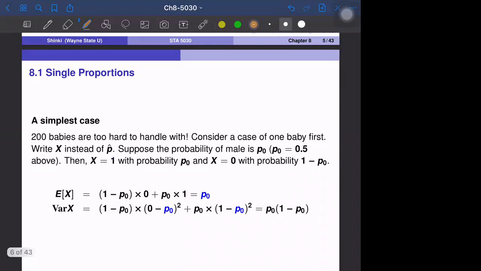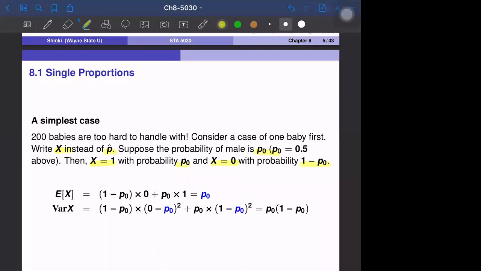Okay, so we want to get the expectation of p hat and the variance of p hat. At first, think about the simplest case, that is, sample size 1. 200 babies are too hard to handle, so consider the case of 1 baby first, and write x instead of p hat. Suppose that the probability of male is p naught. P naught is 0.5 in the above assumption. And x is equal to 1 with probability p naught, and x is equal to 0 with probability 1 minus p naught.